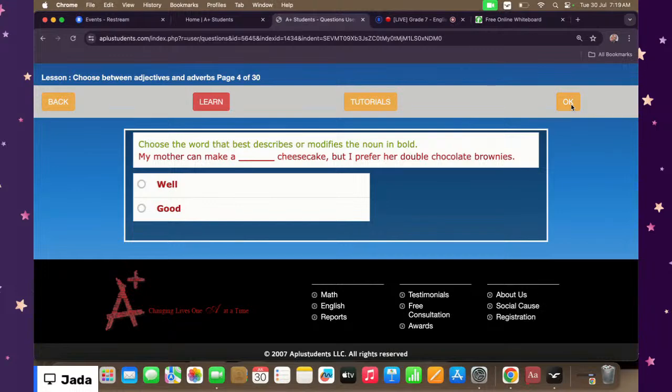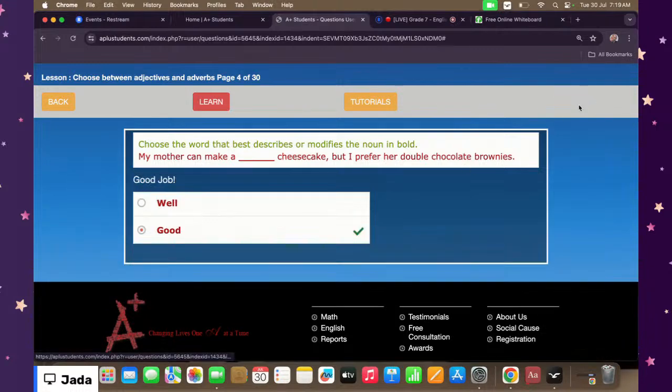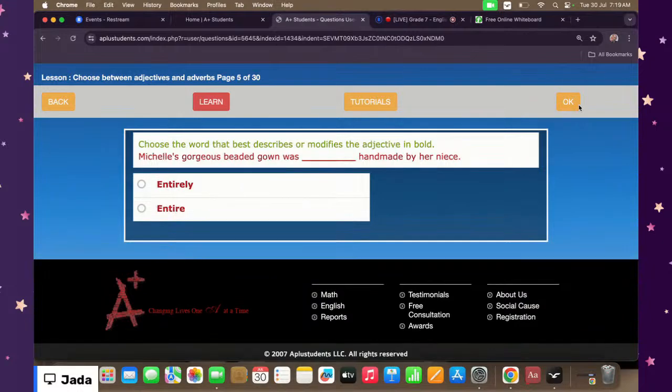So, what will be our answer? Is it well? So let's say a good cheesecake. So good, perfect. I got your answer. Thank you. Okay.